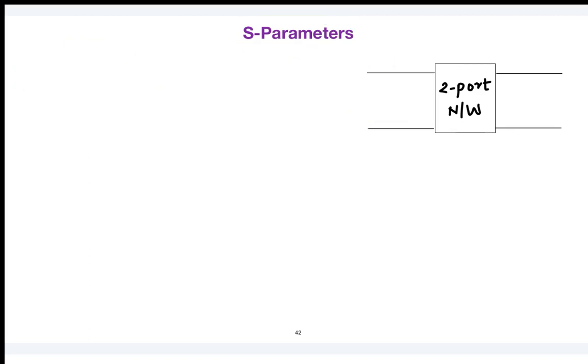So let us consider that this is your two-port network. You can assume that this is my main transmission line. I'm going to apply a 1 volt source here, and here also I'm going to apply a 1 volt source. In that case, all the transmission line analysis can be done using S parameters. So first, let me define.